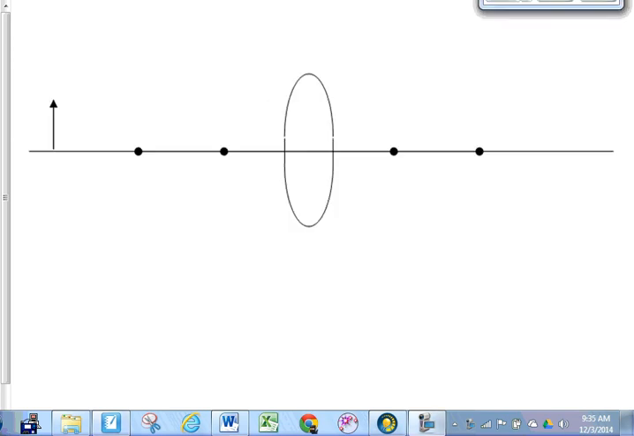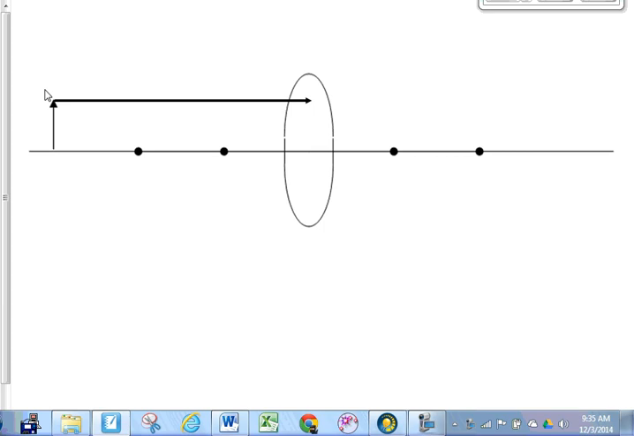Now, when we're drawing a ray diagram to try to determine what the image looks like from a convex or a converging lens, there's a whole bunch of rays that we could draw, but there's only two that we ever really need to draw. The first ray is going to be that ray that comes off the top of the object and reflects parallel to the principal axis.